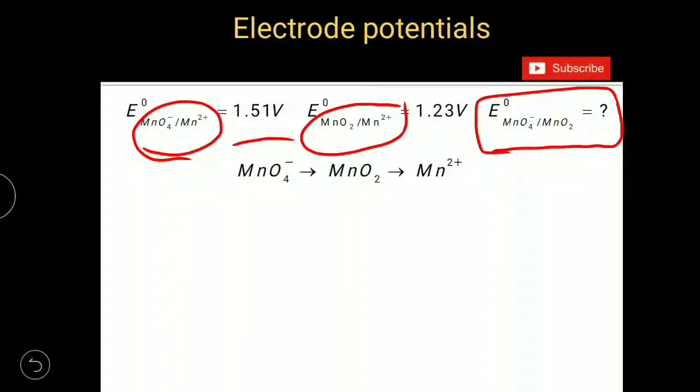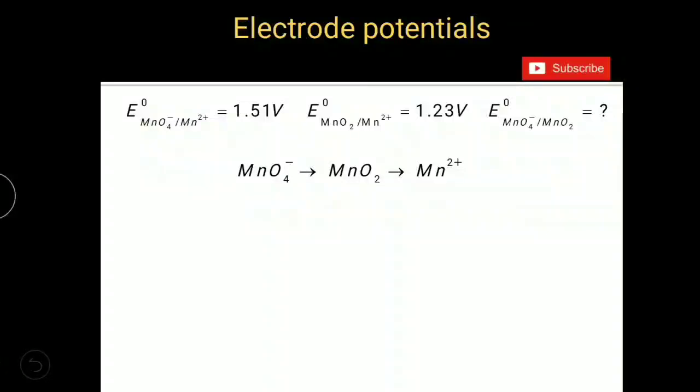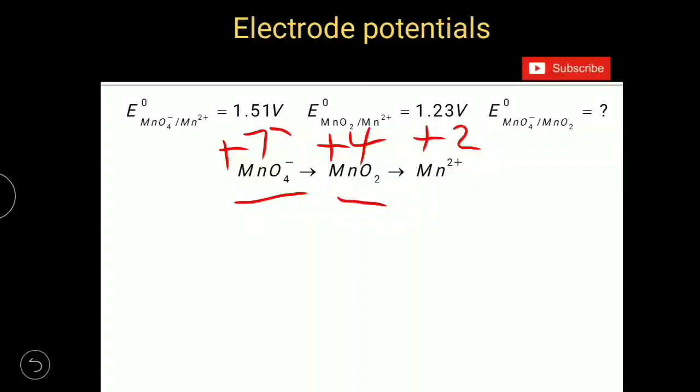And if we consider the reduction reaction, MnO4 minus will be reduced into MnO2, and MnO2 will be reduced into Mn2 plus. In MnO4 minus, the oxidation state of manganese is plus 7. In MnO2, the oxidation state of manganese is plus 4, and in Mn plus 2, the oxidation state of manganese is anyway plus 2. So in the conversion of permanganate into MnO2, 3 moles of electrons will be involved because the difference in oxidation state is 7 minus 4. 3 moles of electrons are involved.